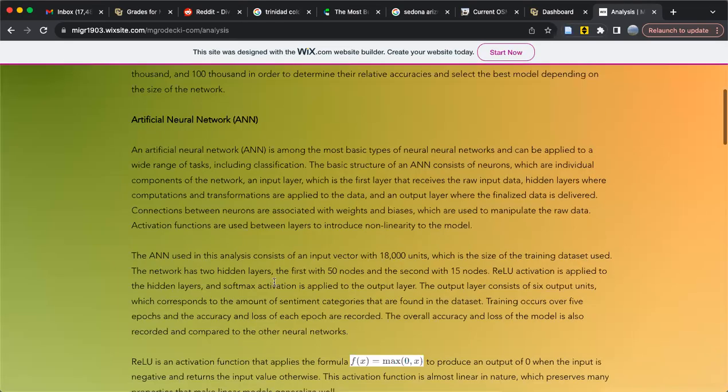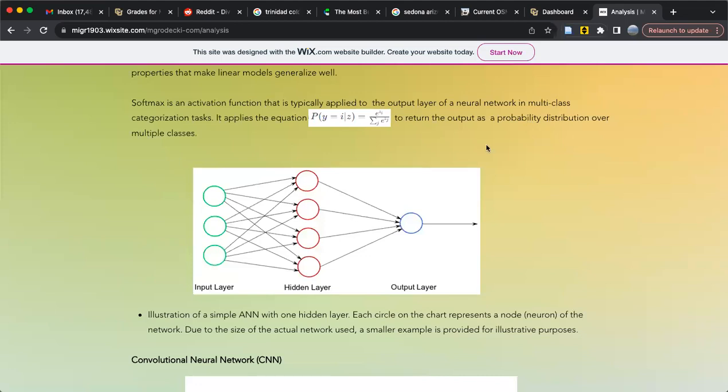So first network, which is an ANN and is illustrated over here, has an input layer, hidden layer, and output layer consisting of individual nodes in the network. And basically, input data is fed in from left to right, and then this data is processed through various algorithms and functions to produce a specific output. And an ANN is among the most basic types of neural networks and can be applied to a wide range of tasks, including classification.